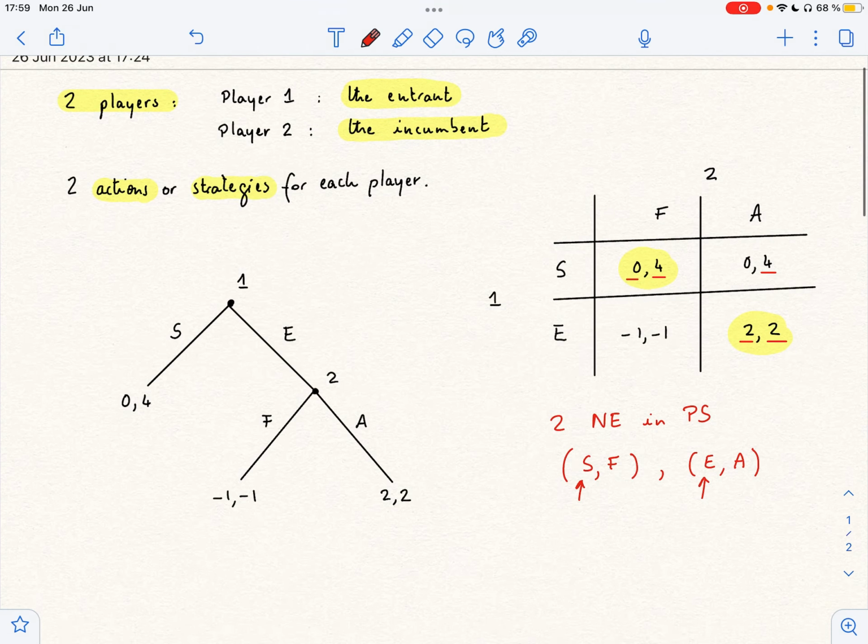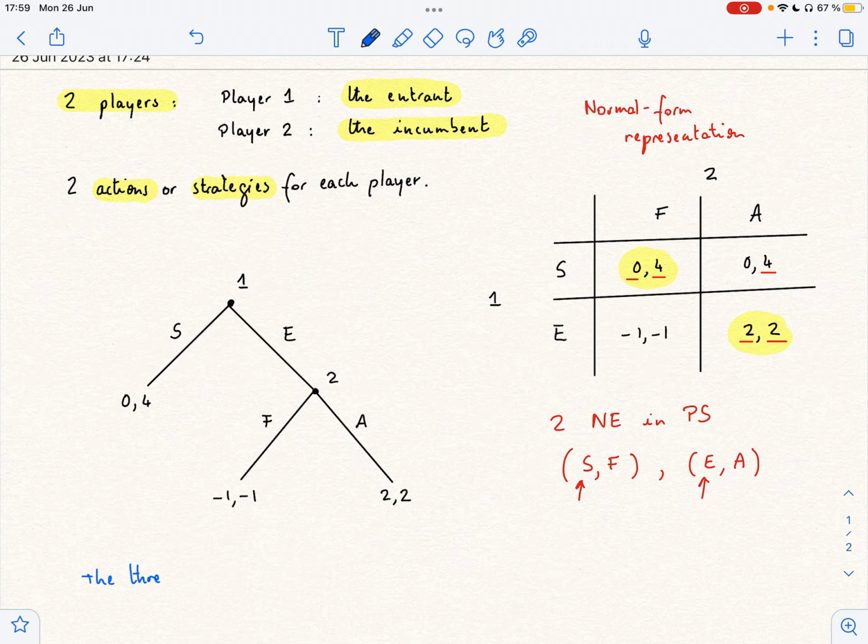However, this is not exactly the most natural equilibrium we can think of, because this normal form representation does not take into account the sequential nature of the game. So what is wrong here? What's wrong is that the threat of player 2 is what we call non-credible. The threat of player 2 is non-credible. Why is it not credible? Because once player 2 is here, they'll never choose to fight, right?